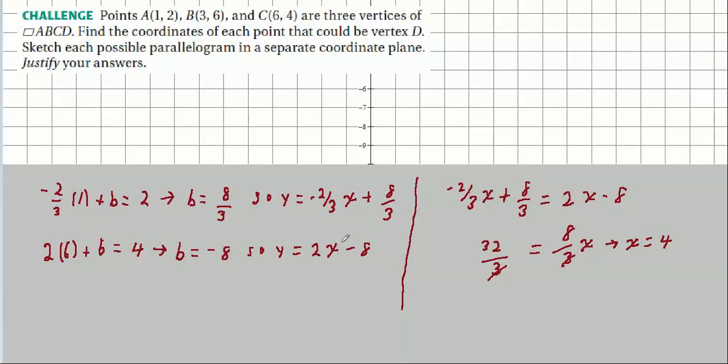Now, where do these two lines intersect? Well, when these two equations are equal. So we do a little rearranging, solve the equation, and get that x equals 4. Now we can put that into either equation and get our y coordinate. 2 times 4, well, that's 8, minus 8, which is 0. So one of the points that works for D is (4, 0).